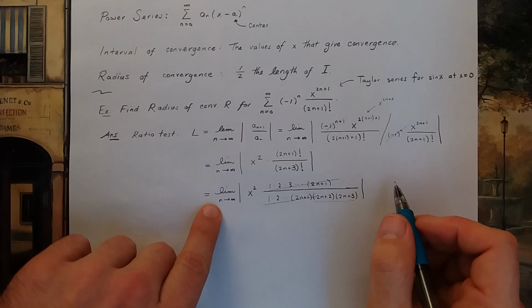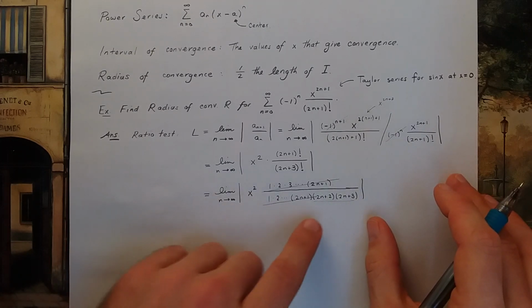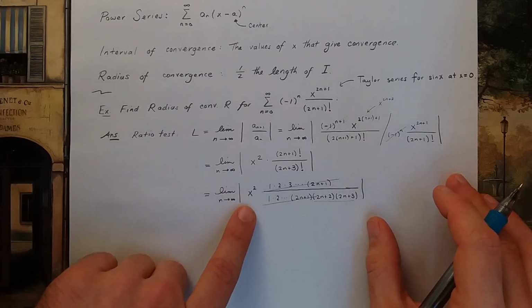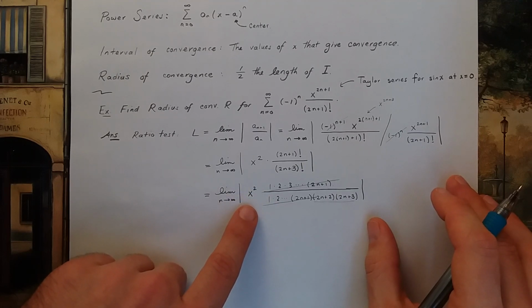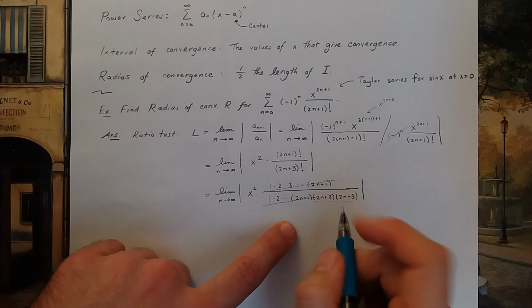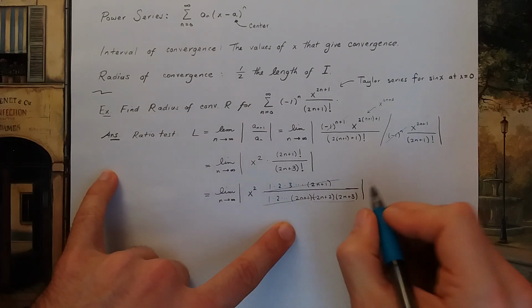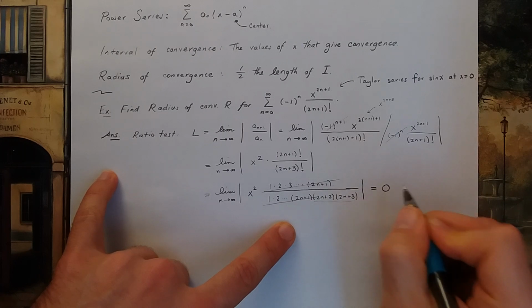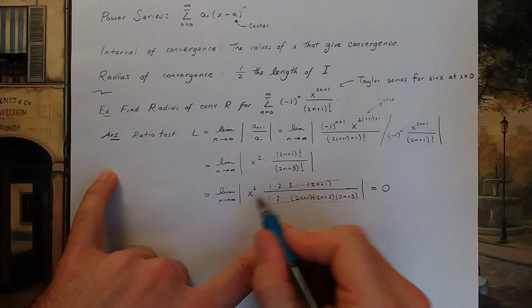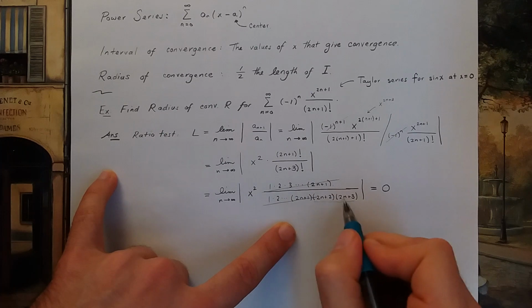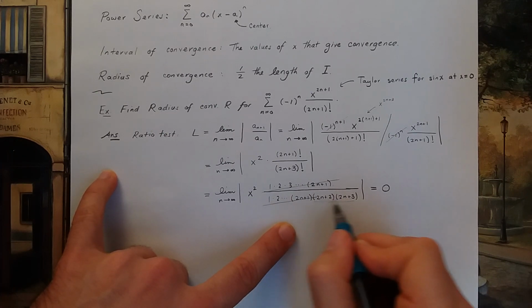Now, n is changing, x is not. X is a fixed number. Think of x as 50 or something. So that's not changing, but the value of n is getting bigger. So this has limit 0. I have a constant on top, and I'm dividing by larger and larger values of the bottom.